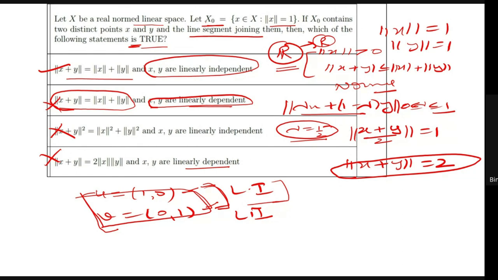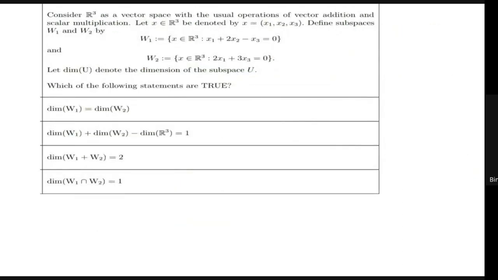Yes, ma'am. The next question is, consider R3 as a vector space with the usual operations of vector addition and scalar multiplication. Let X belong to R3. Define subspaces W1 and W2. So we have been given two subspaces W1 and W2. Dimension U denotes the dimension of the subspace U, this is just a notation. Which of the following statements are true? Dimension of W1 equals dimension of W2.